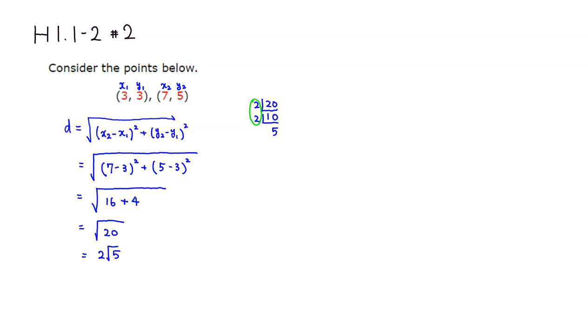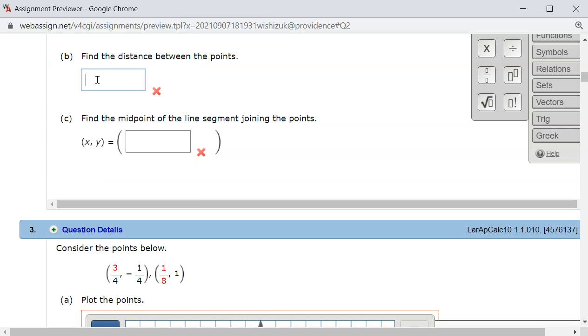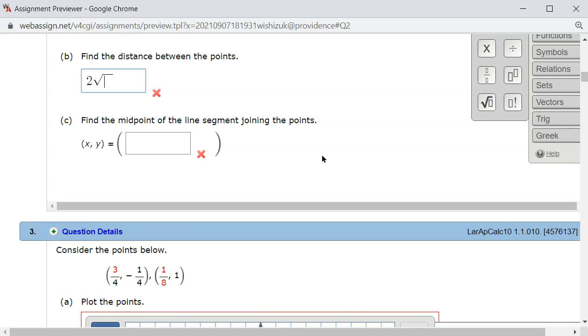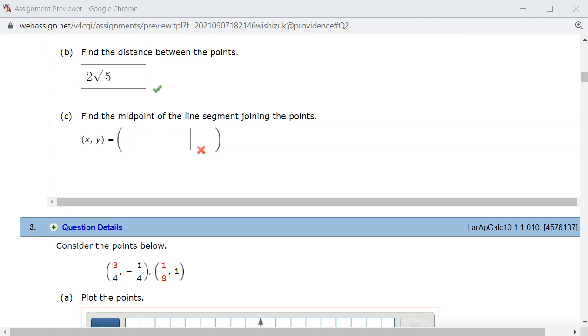So let's type it in. We have 2, and there's a square root of 5. Let's check the answer. I came back and it looks like we got part B correctly.